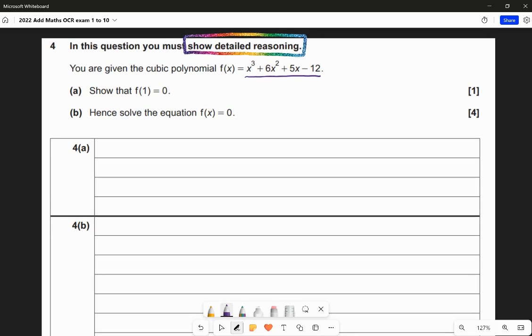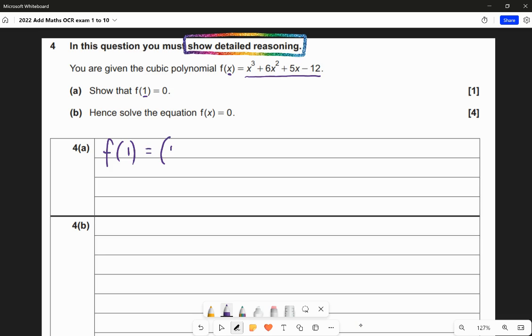Okay, part A, show that f of 1 equals 0. That's a relatively simple thing to do. f of 1 means substitute 1 in instead of x. So instead of the input x, you have an input of 1. So f of 1 equals, we know it's going to equal 0 because it says show that f of 1 equals 0, but we have to detail how it's got there.